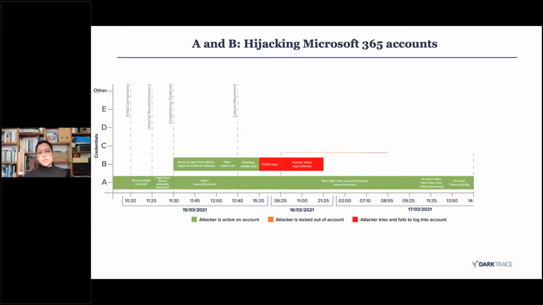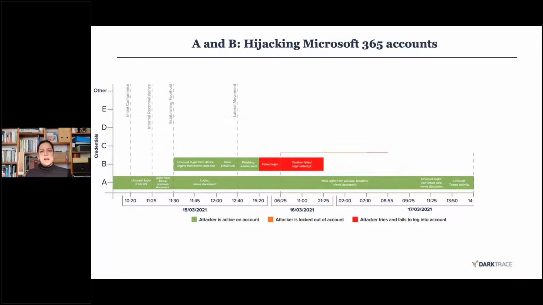The attacker was observed previewing files that were likely to contain some kind of customer information, but there were no other follow-up activities. But then the attacker moved over to account B, and they set a new inbox rule 3 hours after that account A initial compromise. And that resulted in a high severity alert.